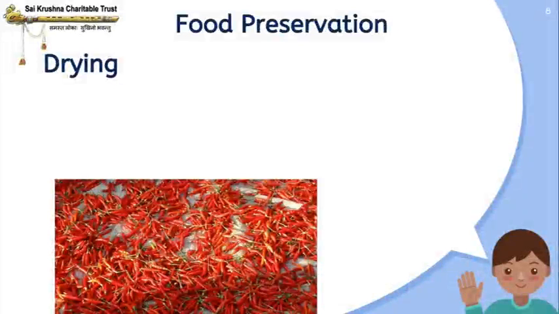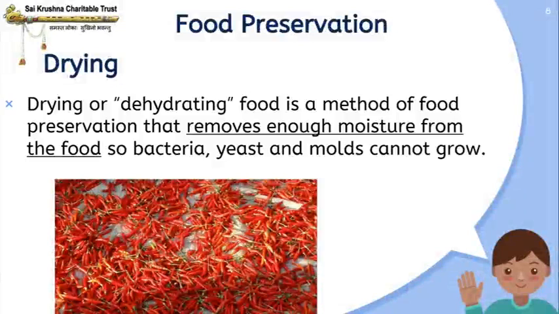And drying is another physical method of food preservation. Drying or dehydrating food is a method of food preservation that removes enough moisture from the food so bacteria, yeast, and molds cannot grow. You would have seen your mother put chilies in the hot sun for drying. Why does she do this? She does this to dehydrate or remove the moisture from the food so that bacteria, yeast, and molds cannot grow. By doing this, we can use the food for a longer period of time.